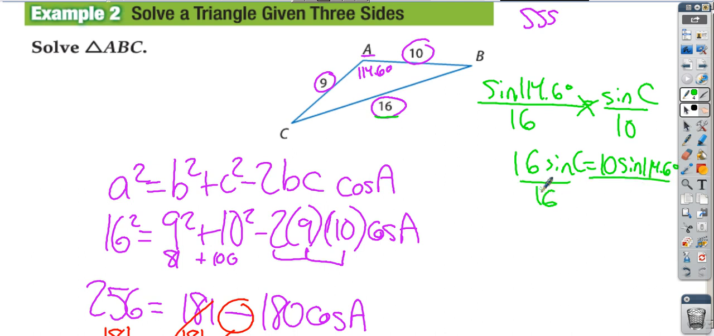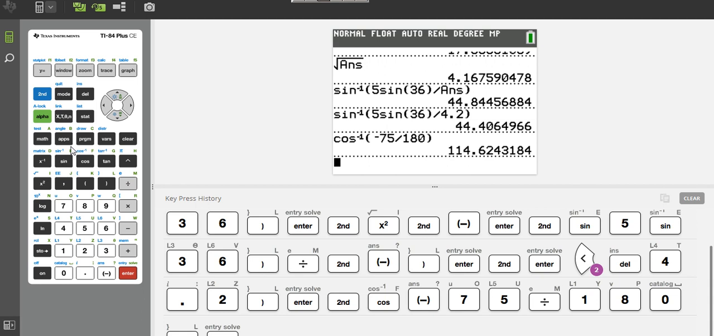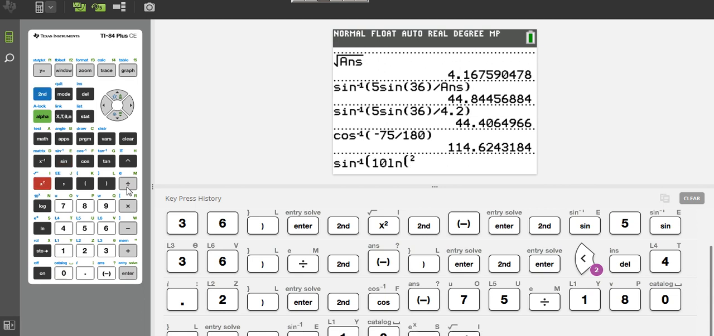Divide both sides by 16, and then we will cancel out the sine by taking inverse sine. Sorry, this is a little bit messy, but that's a 16 here, not a negative 16. So the inverse sine of 10 times the sine of that angle over 16. Let's find out what that is. Inverse sine of 10 times this, oops, that's not inverse sine.